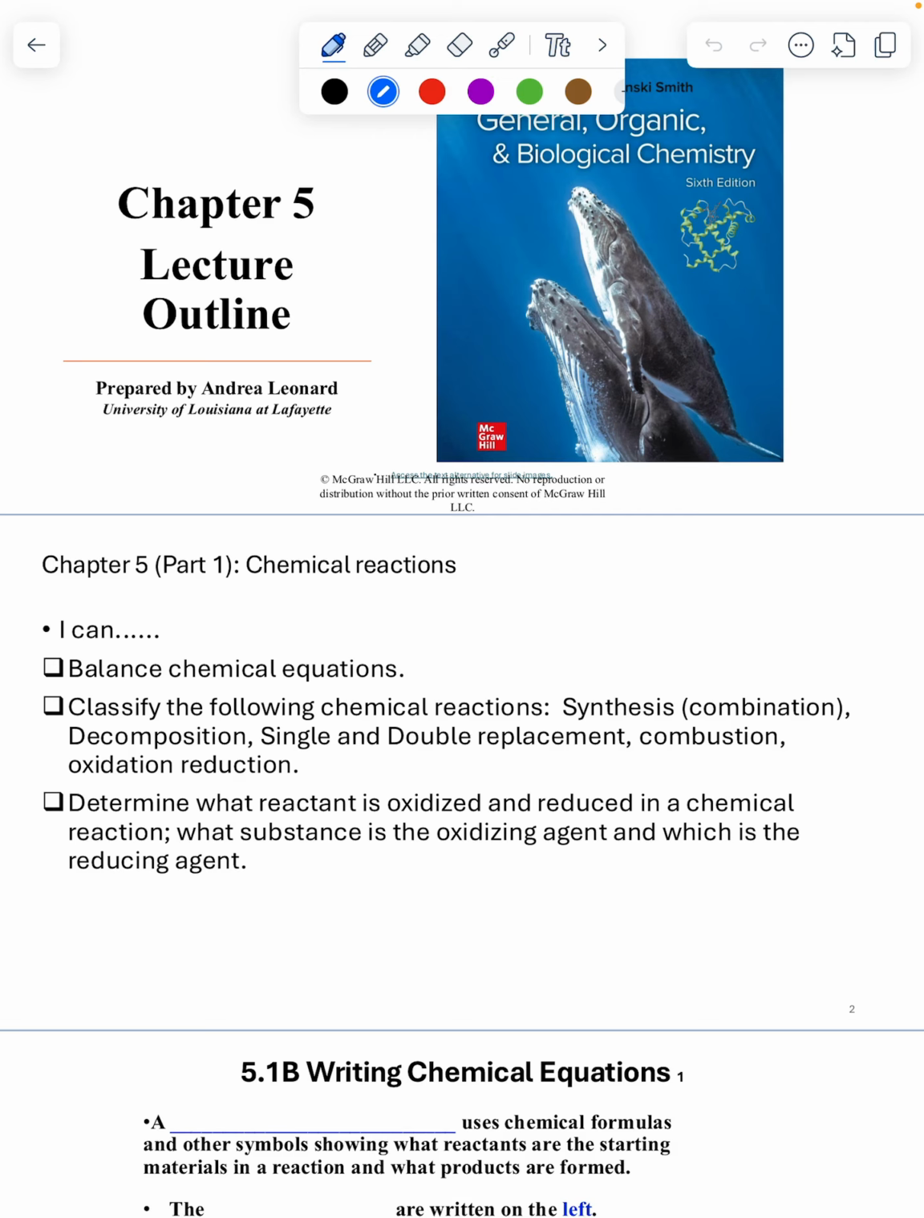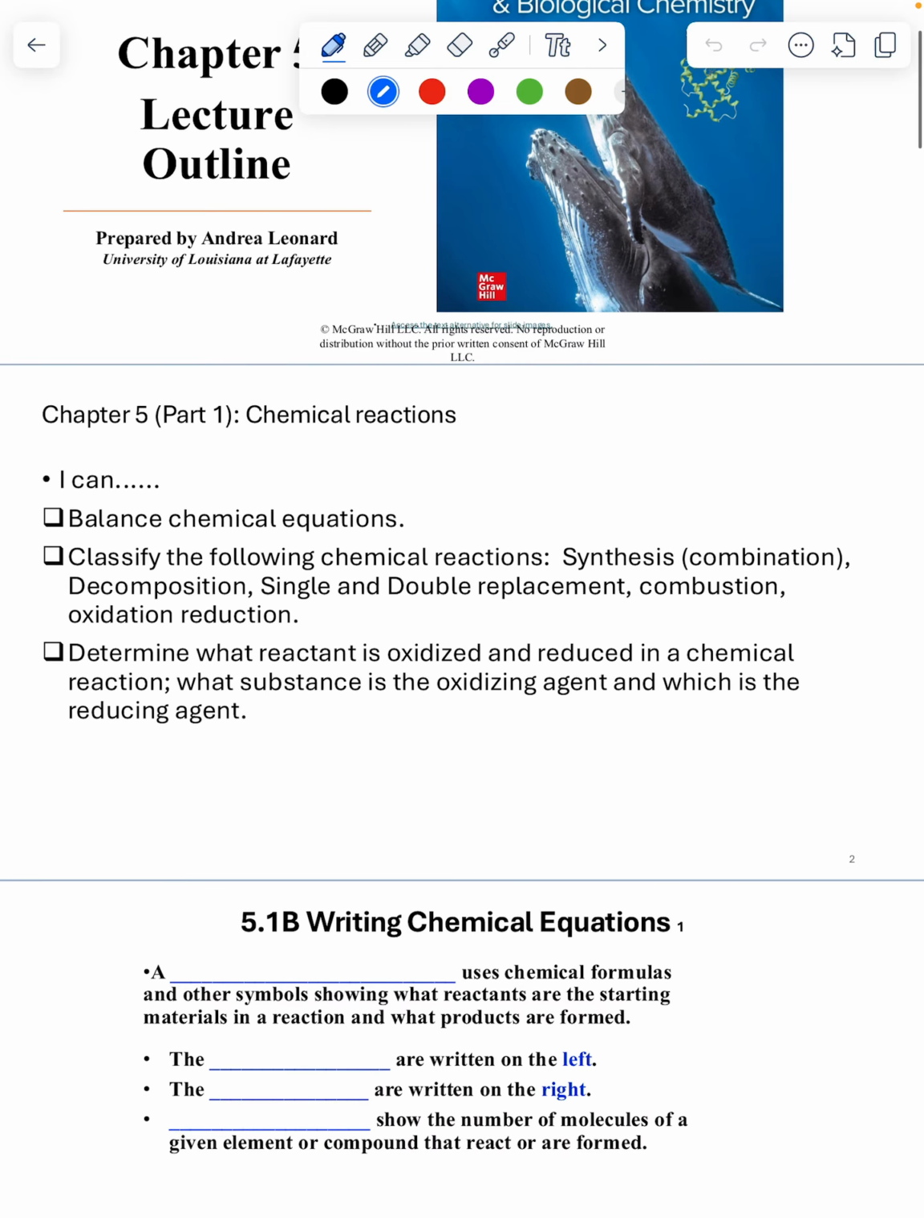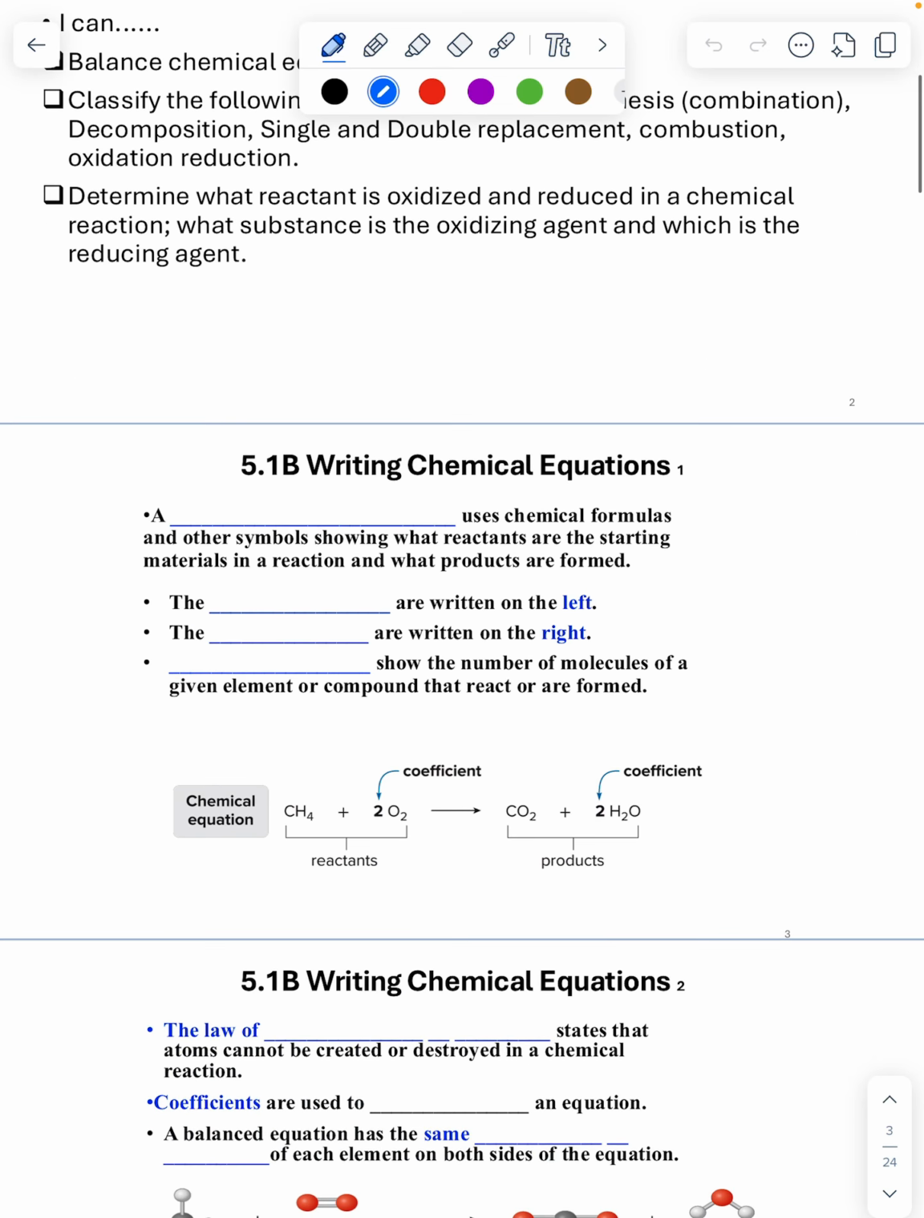You should be able to classify the following equations. We have synthesis, decomposition, single and double replacement, combustion, and oxidation reduction reactions. So you should be able to recognize each of those. And then lastly, you should be able to determine what reactant is being oxidized and reduced in a redox reaction, and what substance is the oxidizing agent and which is the reducing agent. So by the time you finish week 7, these should be what you can check off.